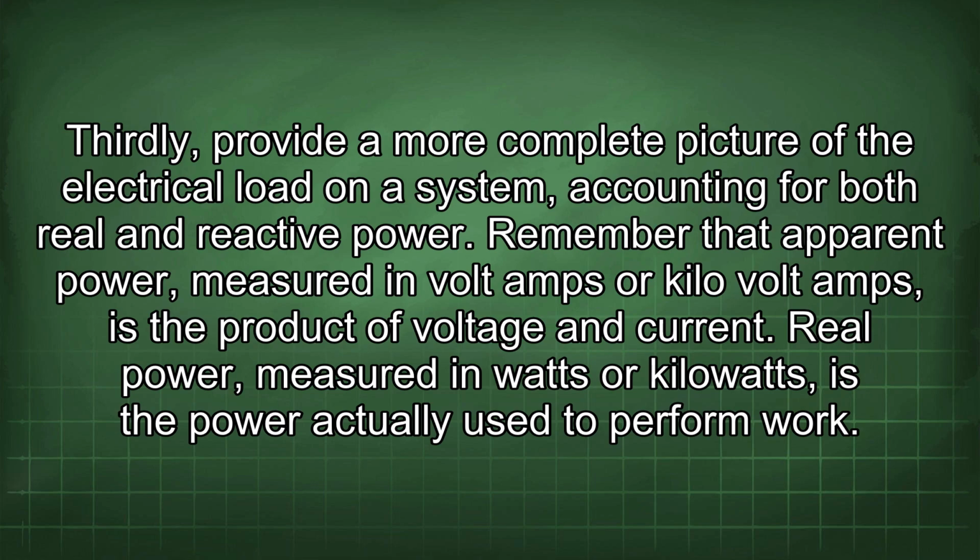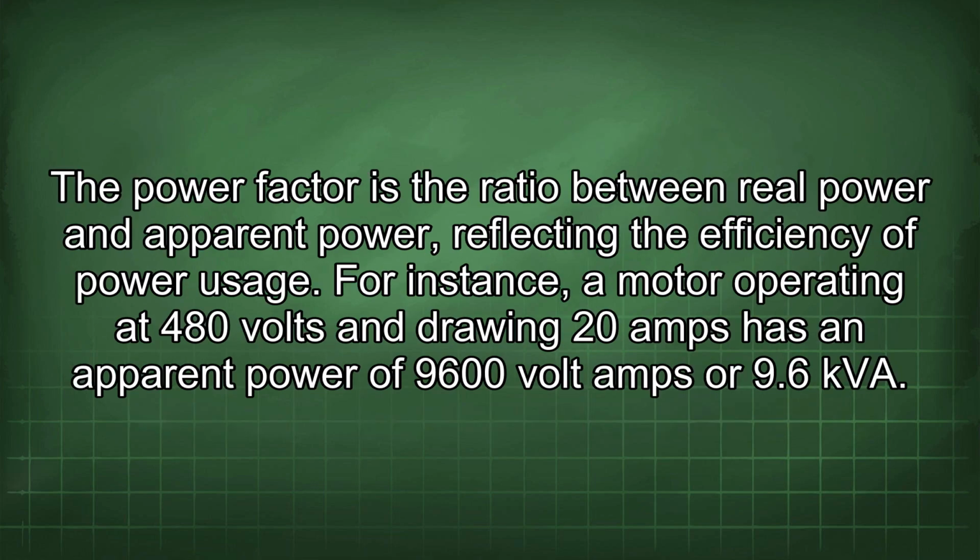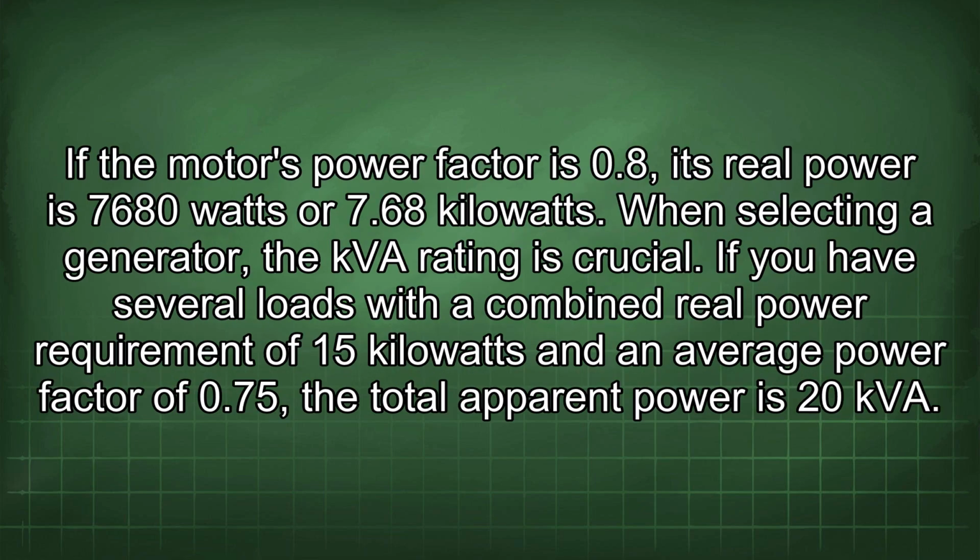Real power, measured in watts or kilowatts, is the power actually used to perform work. The power factor is the ratio between real power and apparent power, reflecting the efficiency of power usage. For instance, a motor operating at 480 volts and drawing 20 amps has an apparent power of 9,600 volt amps or 9.6 kVA. If the motor's power factor is 0.8, its real power is 7,680 watts or 7.68 kilowatts.